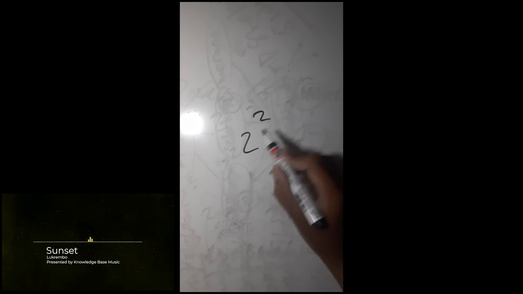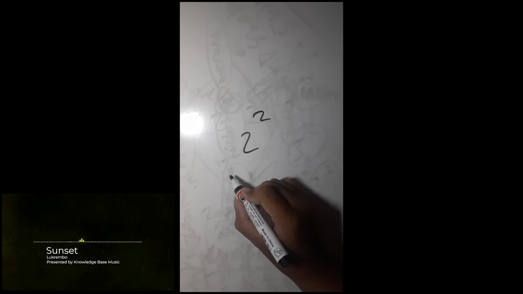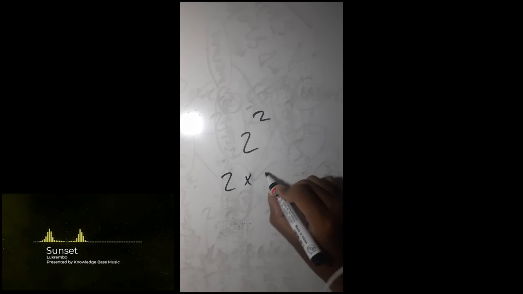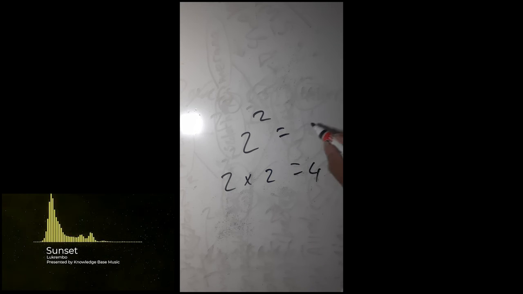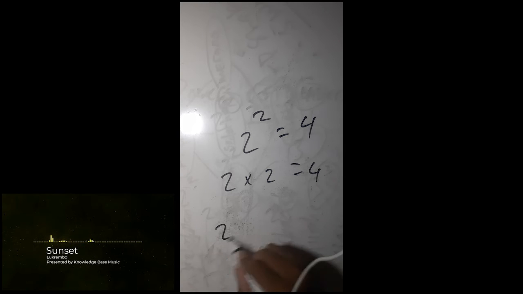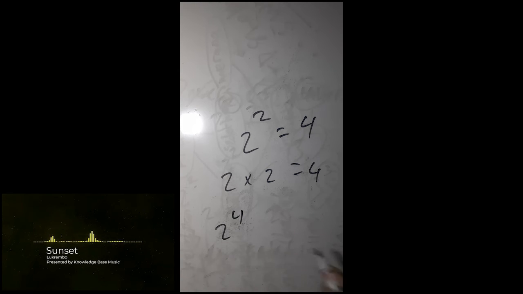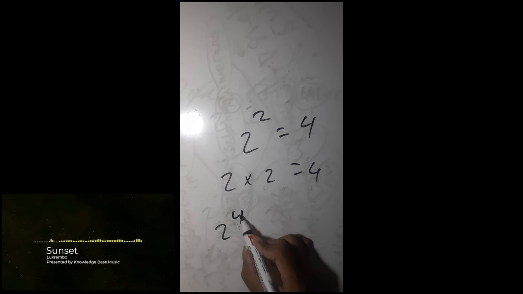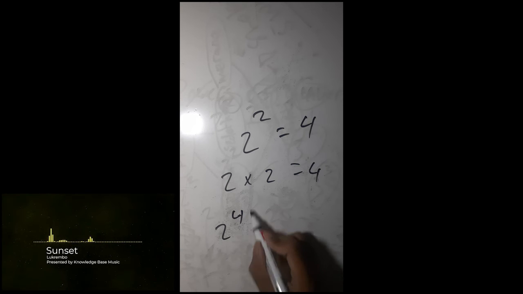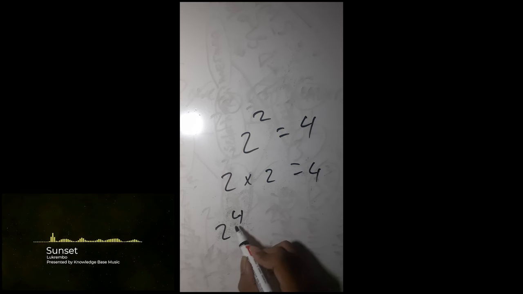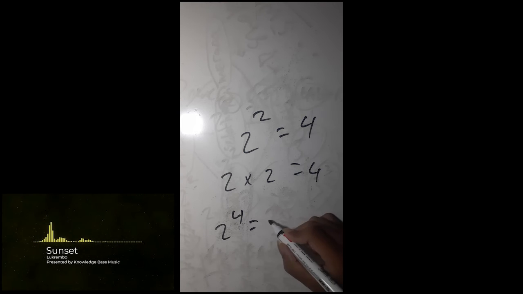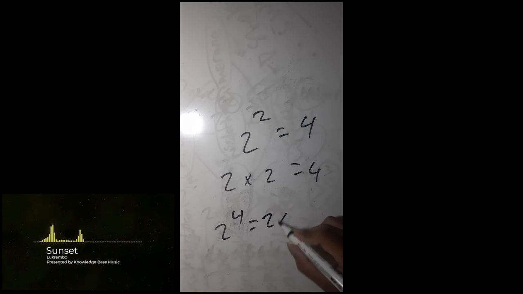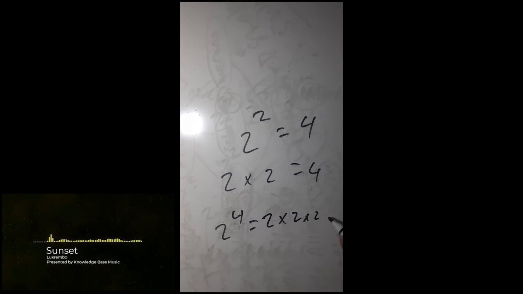For example, this is 2 to the power of 2. Then how we do it is 2 times 2. 2 multiplied by 2. That's it. That's 4. So we know 2 to the power of 2 is 4. Still don't get it? I will use a bigger power. So here we have 2 to the power of 4, which means we are going to multiply 2 four times by itself. So this 2 to the power of 4 will become 2 multiplied by 2 multiplied by 2 multiplied by 2.